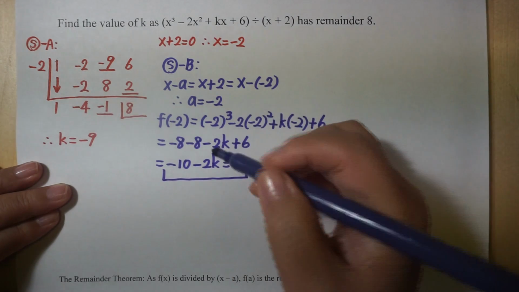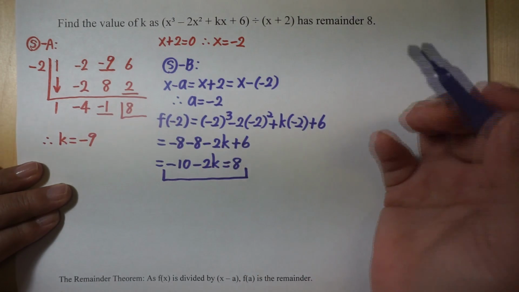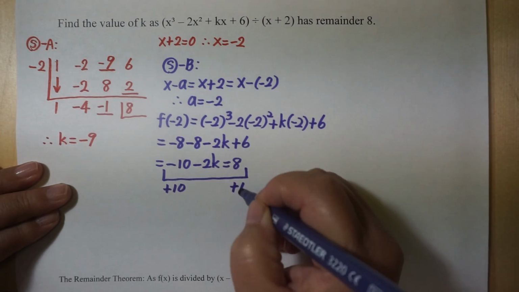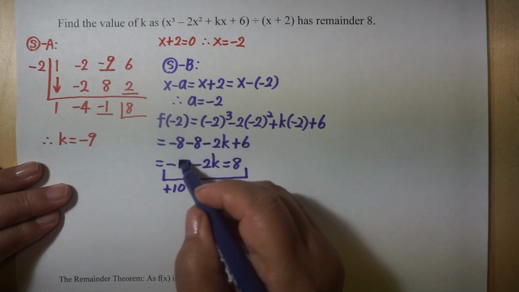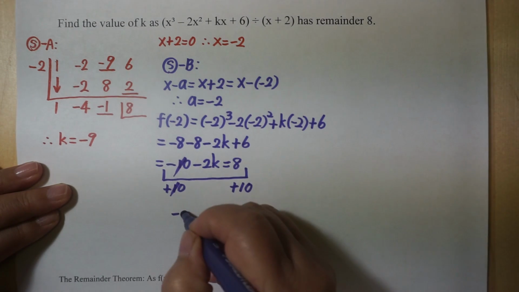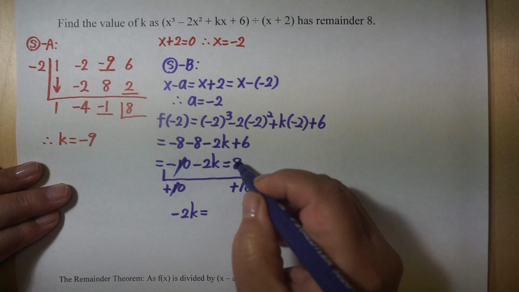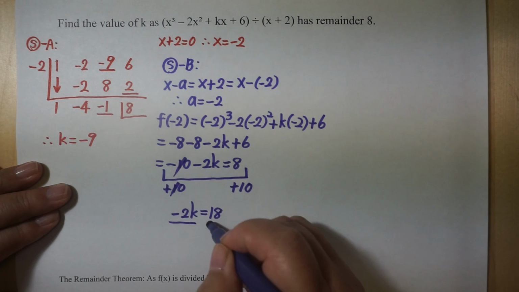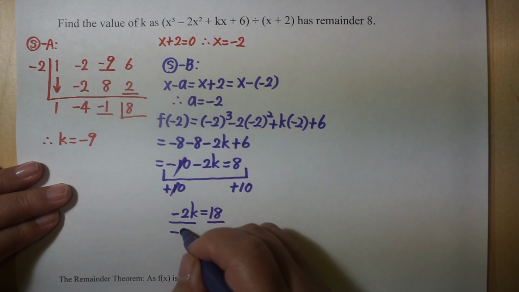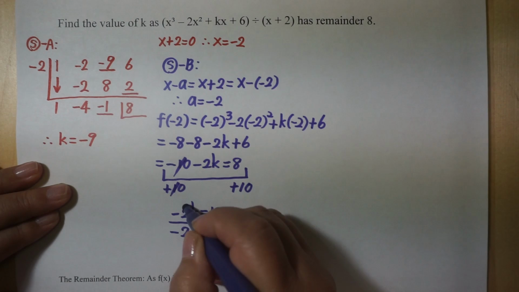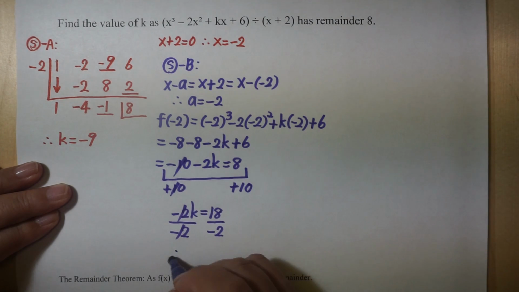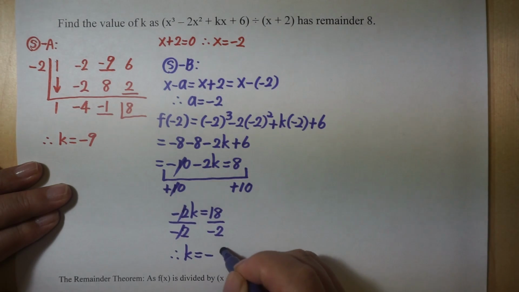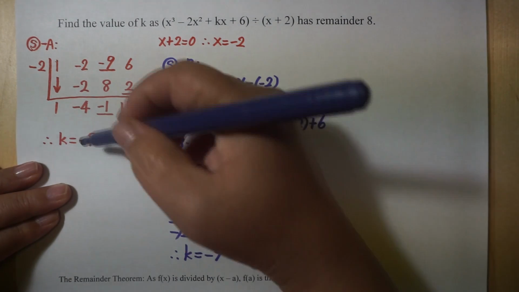And then we have to solve for k. So what we have to do, we're going to add 10 to both sides. So minus 10 plus 10 are gone, and minus 2k is equal to 8 plus 10 is 18. And then we're going to divide both sides by negative 2. And negative 2 are gone. And k is equal to 18 divided by negative 2, which is negative 9. So we got the same answer.